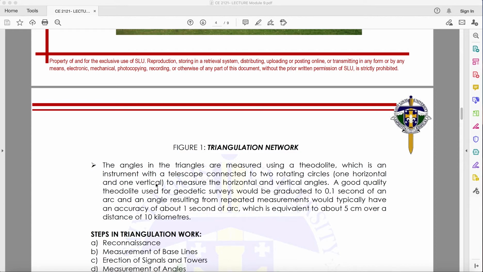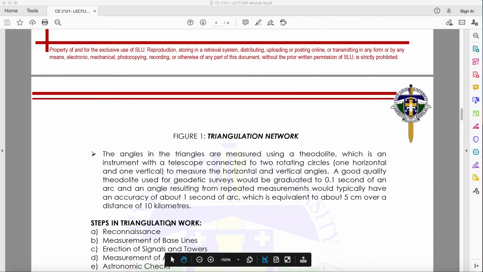Okay, so yeah. The measure of horizontal and vertical angles. A good quality theodolite used for geodetic surveys would be graduated to 0.1 second of an arc, and an angle resulting from repeated measurements would typically have an accuracy of about 1 second of arc, which is equivalent to about 5 centimeters over a distance of 5 kilometers.